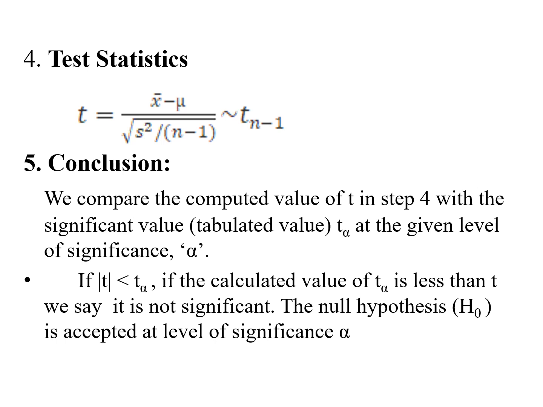So after that, we come to the conclusion. If modulus of t, here we put modulus of t. So what is the purpose of putting modulus of t? The modulus means we know that negative values become positive values. For that purpose, we are using modulus of t less than or equal to t alpha. If the calculated value of t is less than t alpha, we say it is not significant.